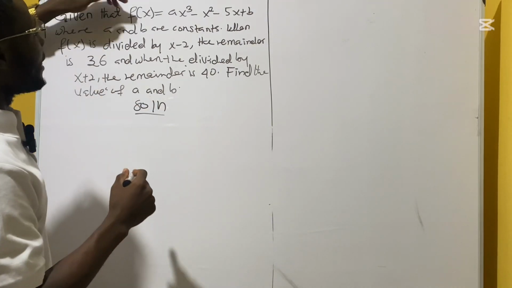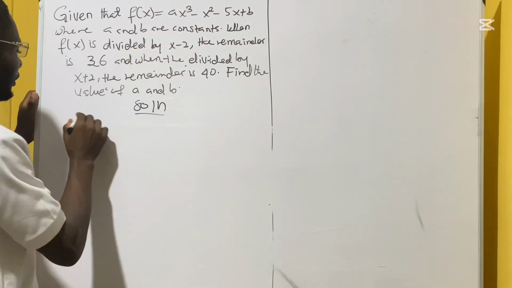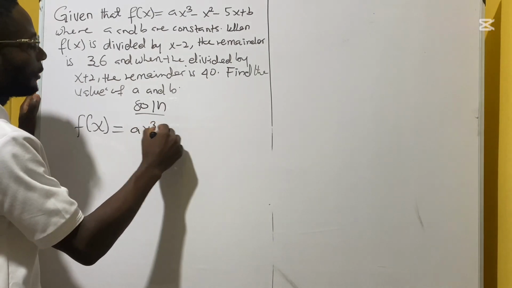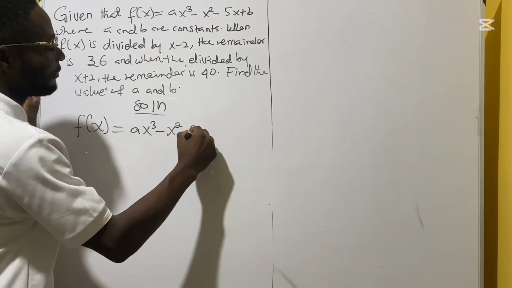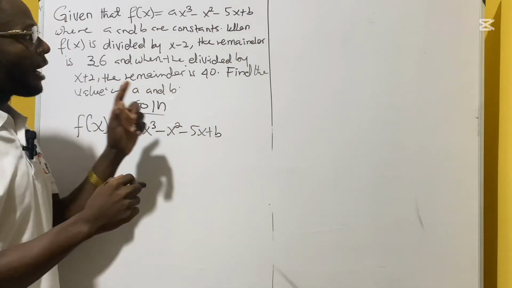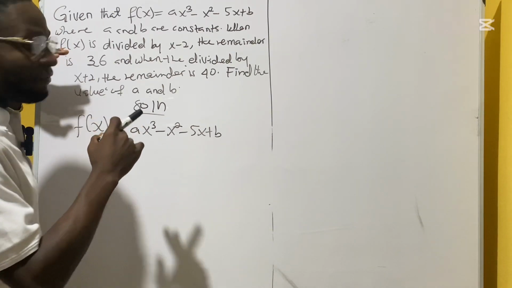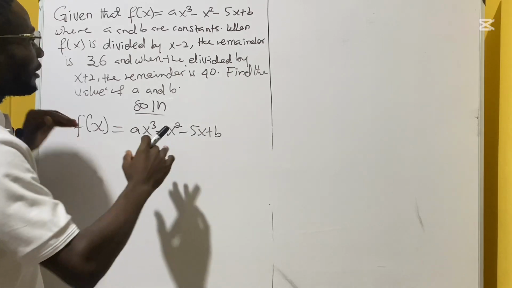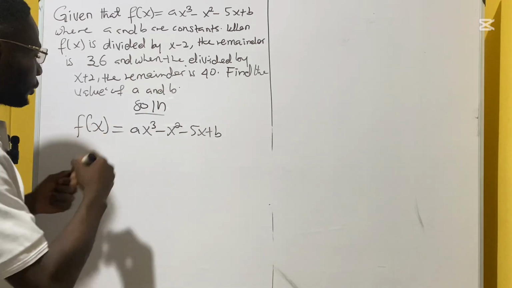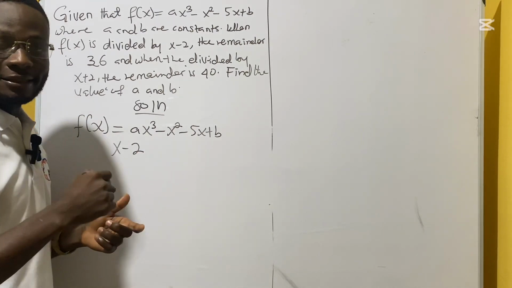They said the polynomial function f of x is equal to ax cubed minus x squared minus 5x plus b, where a and b are constants. We understand that the polynomial function has been divided by x minus 2, and the remainder is 36.